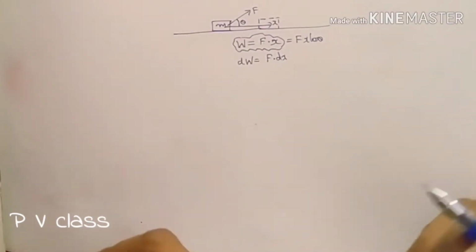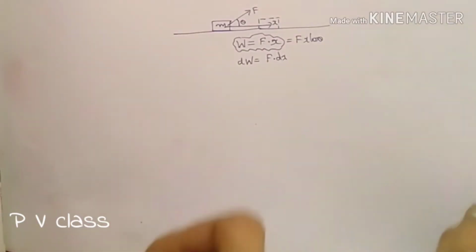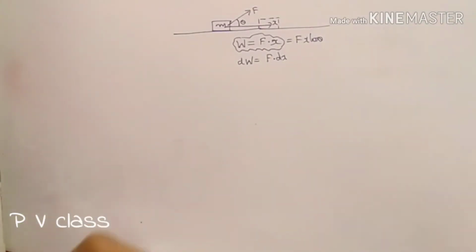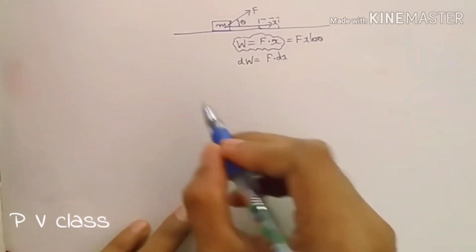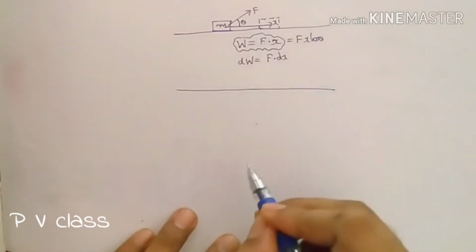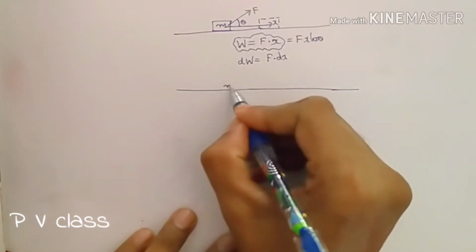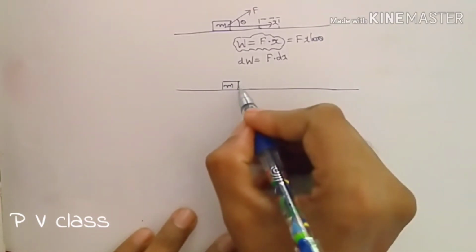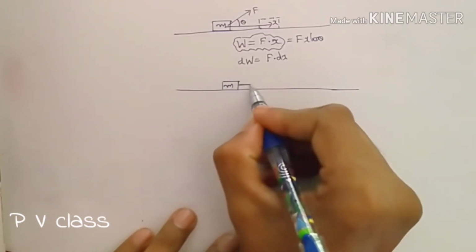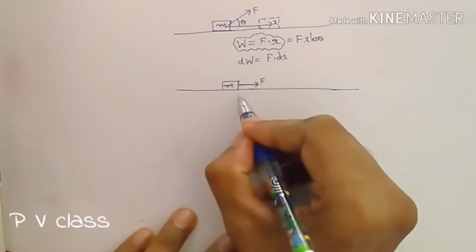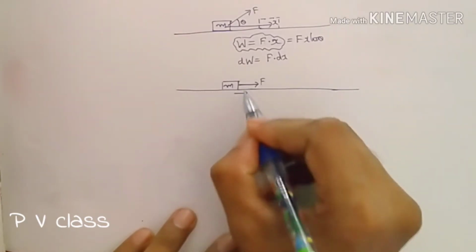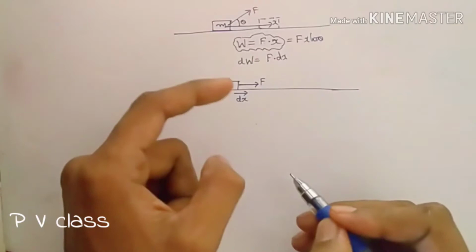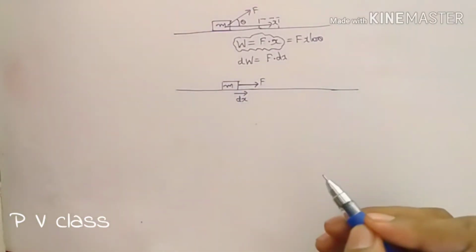Coming back to our work energy theorem. The work energy theorem gives you a connection between work and energy. In order to formulate the connection between work and energy, let's consider a horizontal surface. On this horizontal surface we are placing a mass m, and we are applying a force horizontally. On applying a horizontal force, there is a small displacement dx.